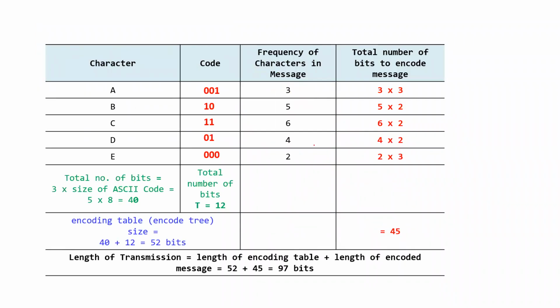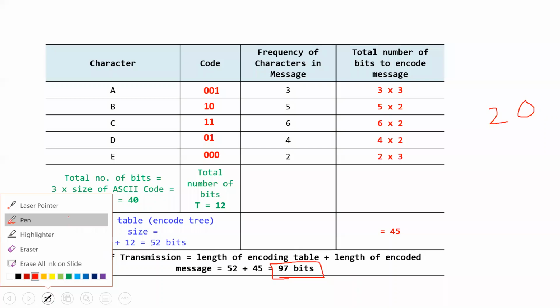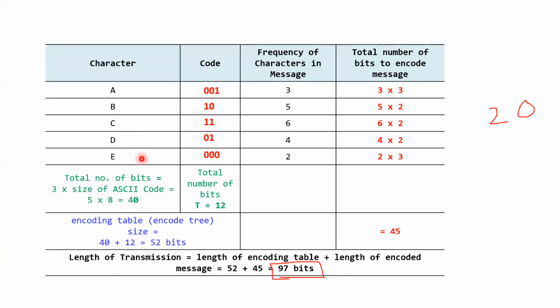Okay, so you can use the same process to find out how many bits have to be transmitted for the message. As I said, the total message length is 20, in which 5 characters are used. This is the code that we have generated using the Huffman coding scheme, and this is the frequency of each character.